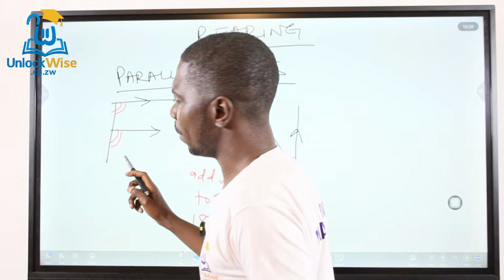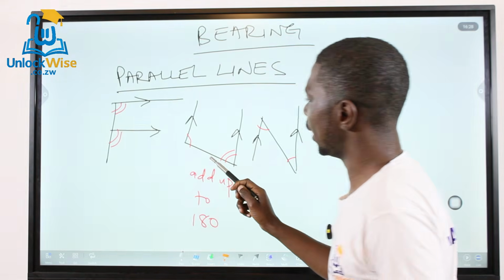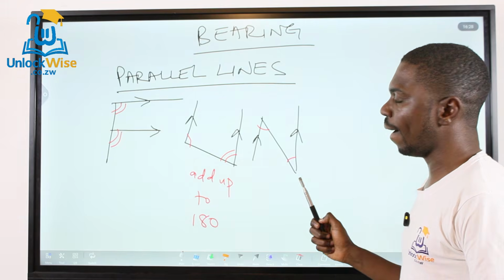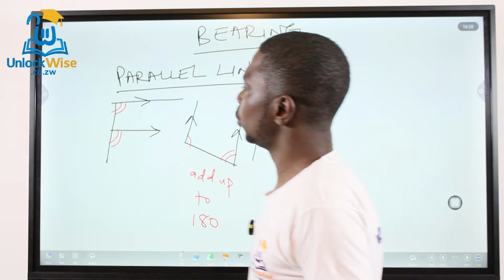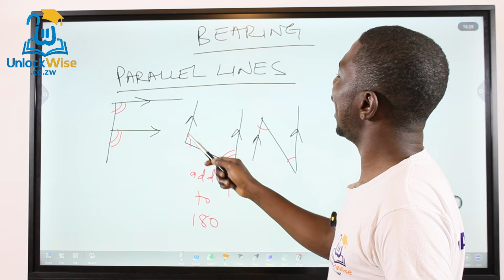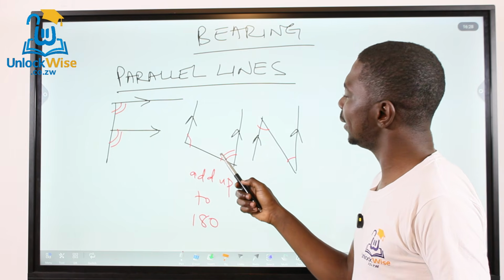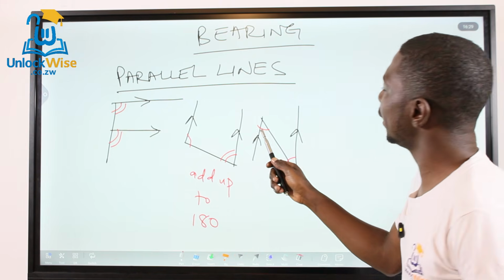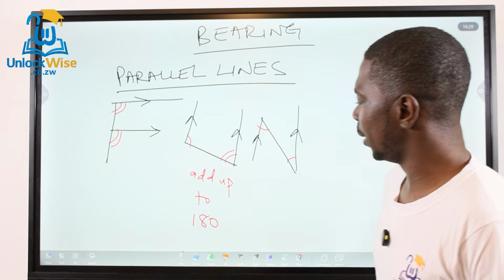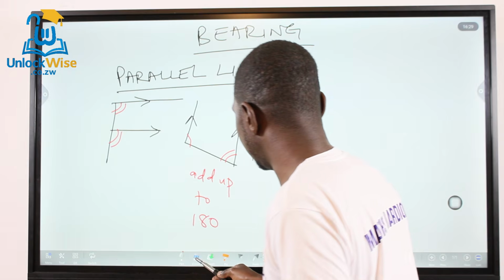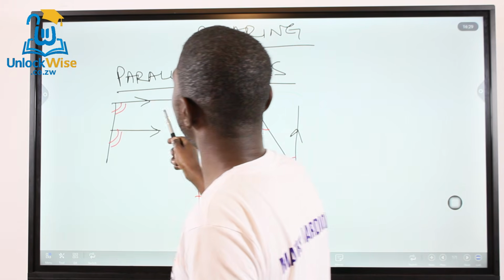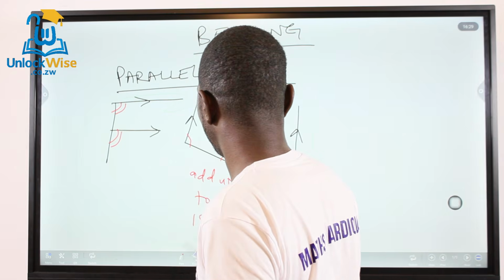We call this corresponding angles. These ones are allied or co-interior angles, and these ones are alternate angles, right? So corresponding angles are equal. Allied angles or co-interior angles add up to 180. And alternate angles are the same, they are equal, right? Let me just write this a bit so that you understand what we need to work with.